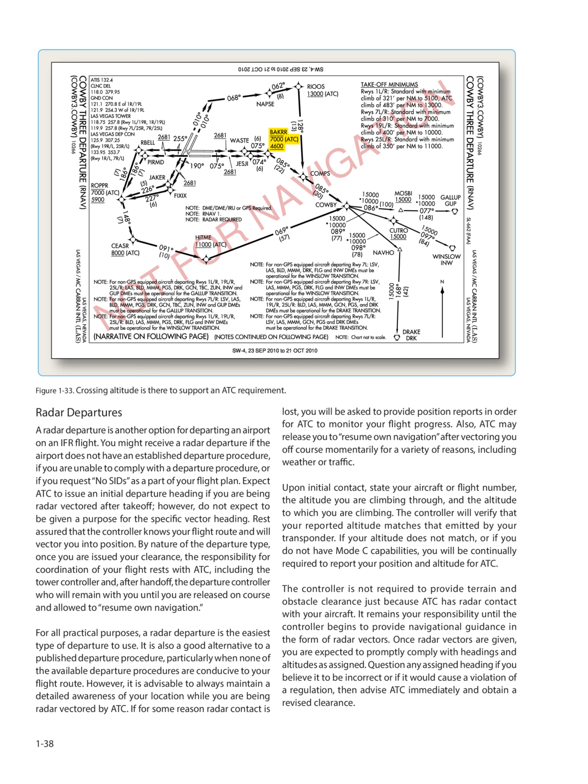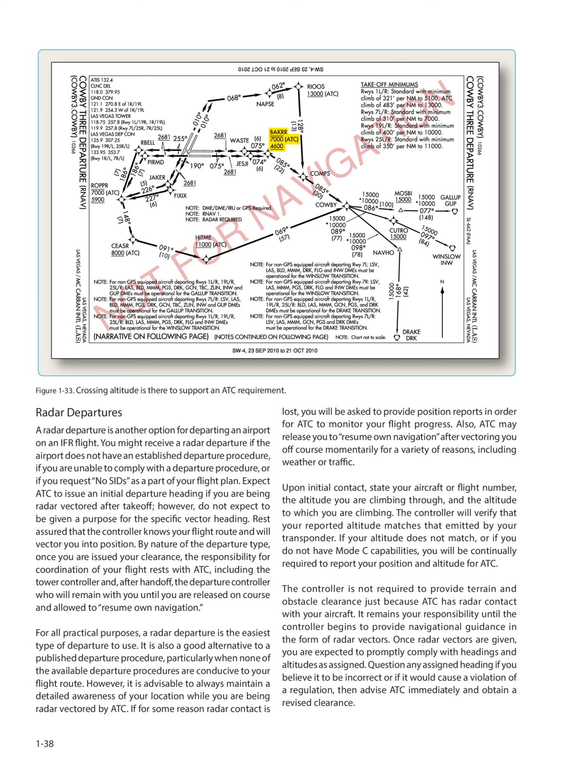The controller will verify that your reported altitude matches that emitted by your transponder. If your altitude does not match, or if you do not have Mode C capabilities, you will be continually required to report your position and altitude for ATC. The controller is not required to provide terrain and obstacle clearance just because ATC has radar contact with your aircraft. It remains your responsibility until the controller begins to provide navigational guidance in the form of radar vectors.